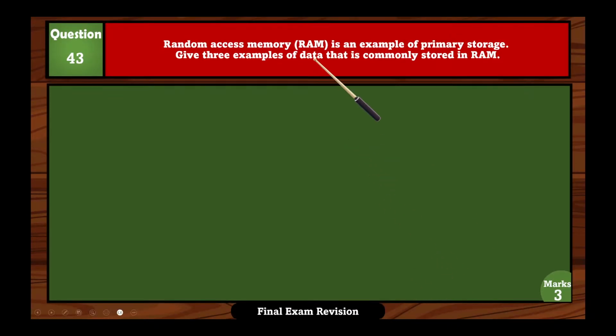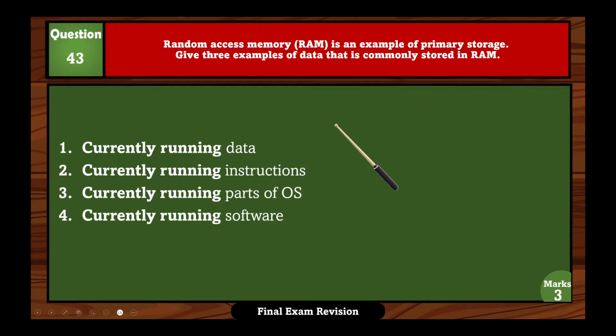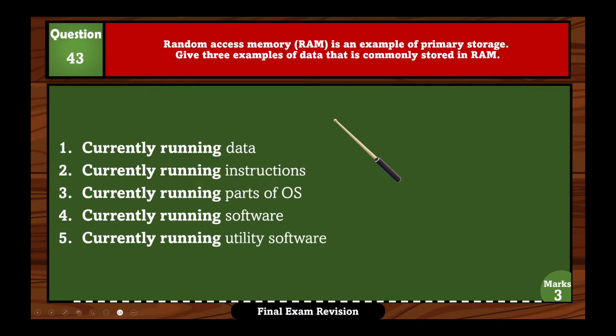Question number 43. Random access memory RAM is an example of primary storage. Give 3 examples of data that is commonly stored in the RAM. This question is very important, and here I have a hack for you to memorize the answer. If the same question comes in the exam, you can easily answer. So you just need to remember the words currently running. Currently running data, currently running instructions, currently running parts of operating system, currently running software, currently running utility software.